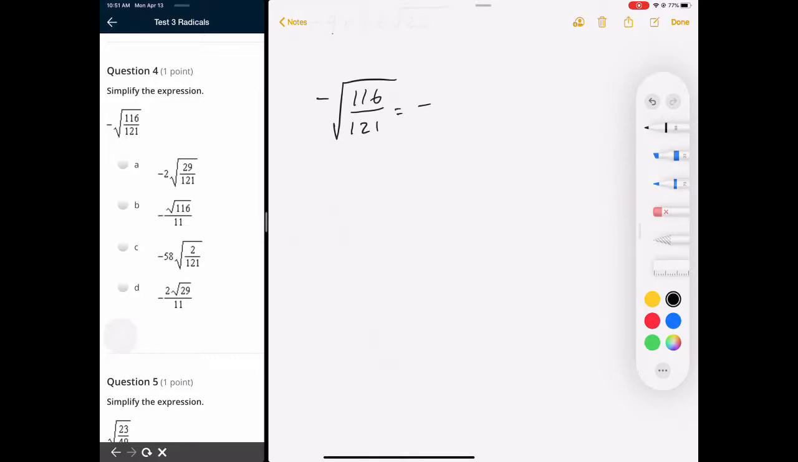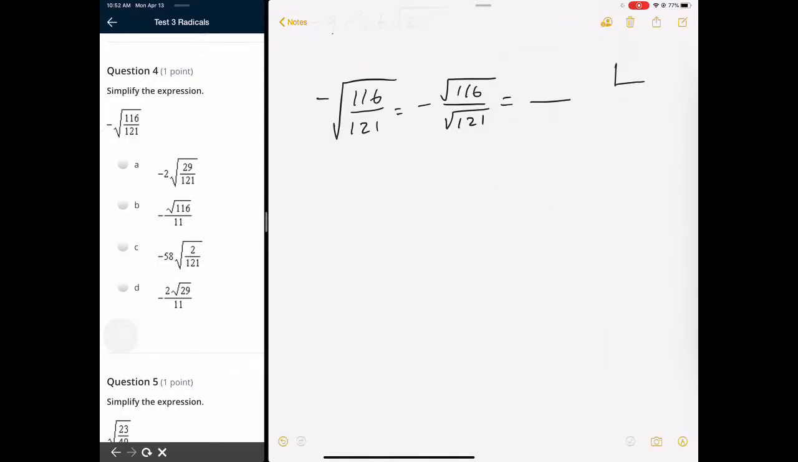The cool thing about square roots is that you can always separate them into two separate square roots to make your life a little easier, and treat them separately. Two separate problems. So if we take that approach, do we know what the square root of 116 is? Well, let's show the work.